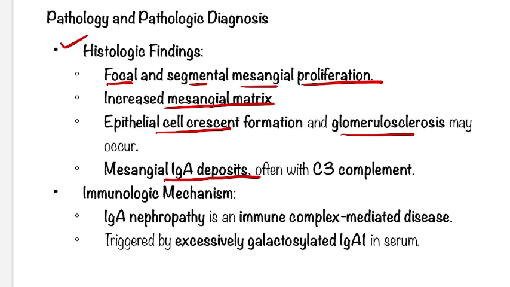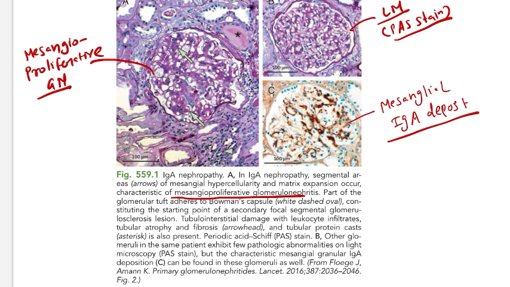So, what is the immunopathology behind it? IgA nephropathy is a complex immune complex mediated disease triggered by excessively galactosylated IgA1 in serum. When we see this histopathological slide of IgA nephropathy, first you see extensive mesangioproliferative glomerulonephritis. This is the hallmark of IgA nephropathy.